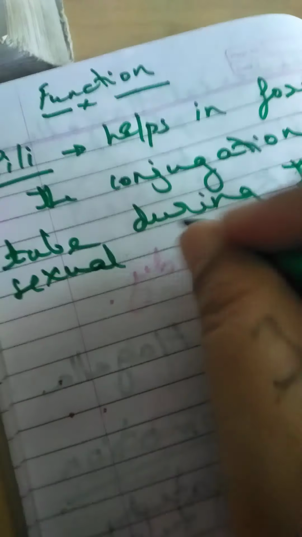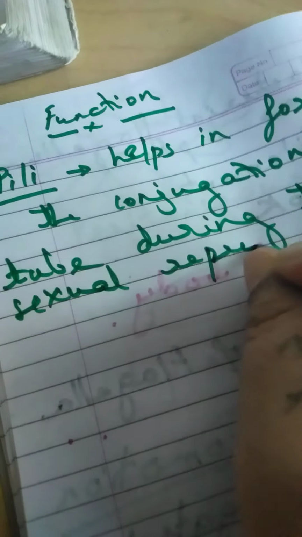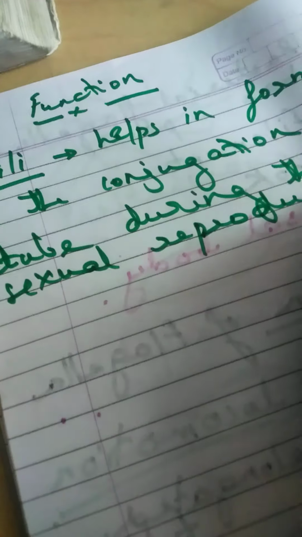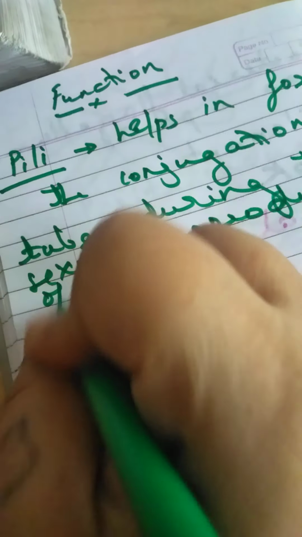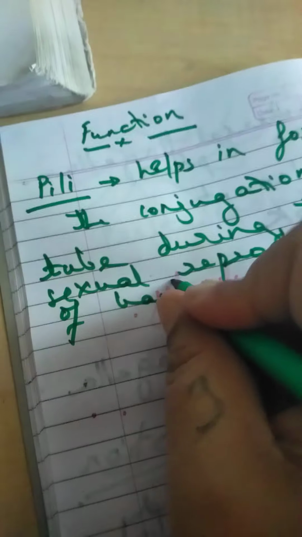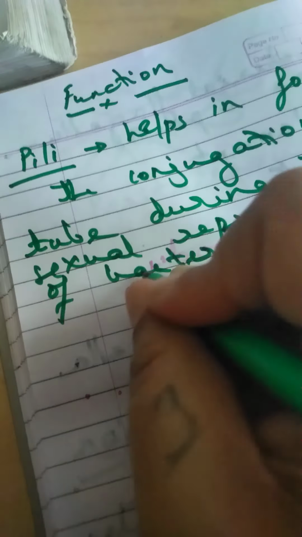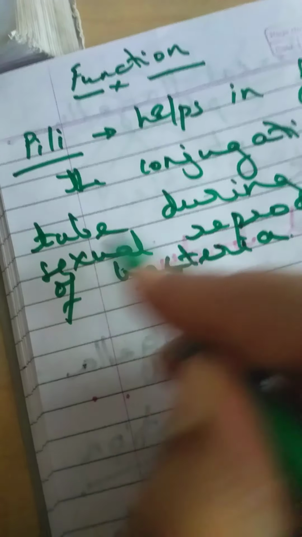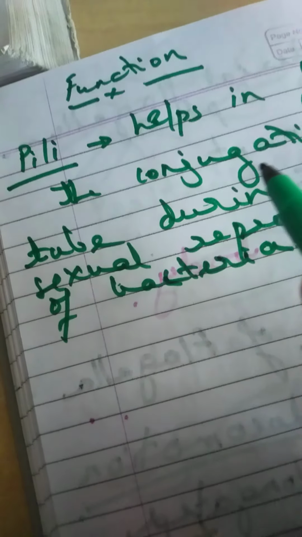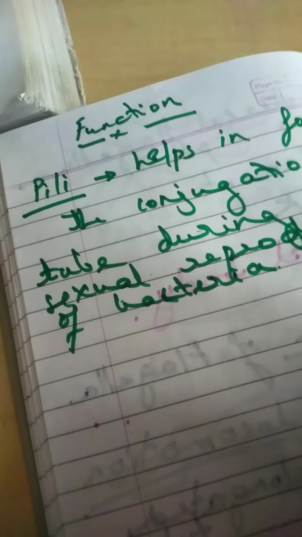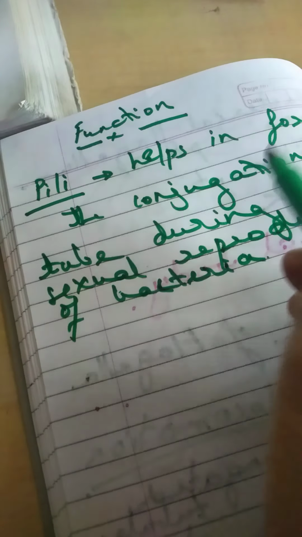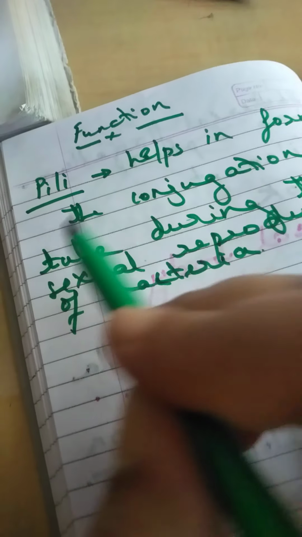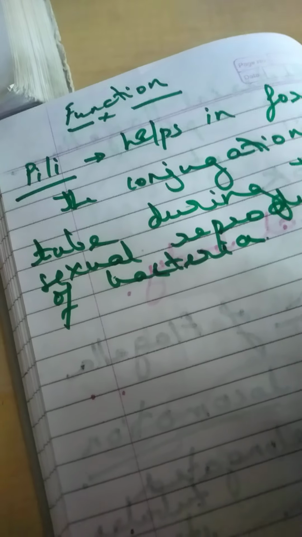So pili helps in the formation of conjugation tube during the sexual reproduction of the bacteria. And this pili helps in the transfer of genetic material between the donor and the recipient cell.